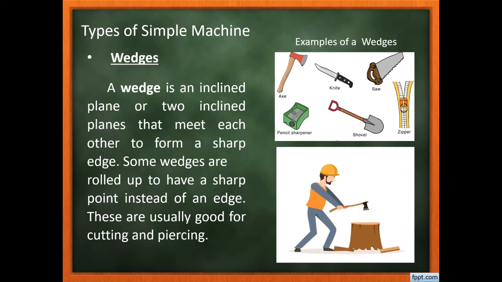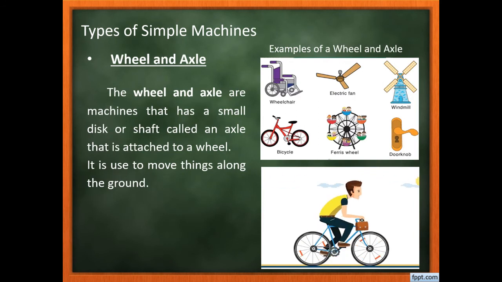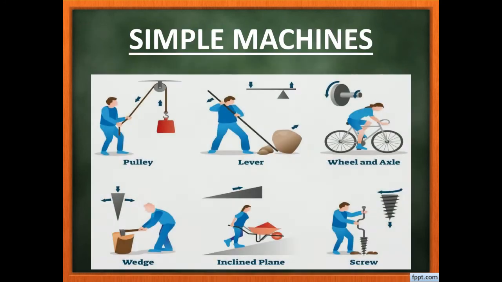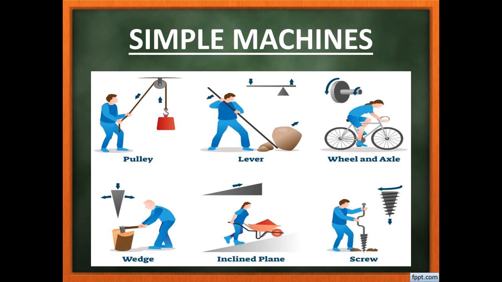And for the last type of simple machine, we have the wheel and axle. The wheel and axle are machines that have a small disc or shaft called an axle that is attached to a wheel. It is used to move things along the ground. Examples of a wheel and axle are wheelchair, electric fan, windmill, bicycle, Ferris wheel, and a doorknob. So there you have it, the types of simple machines, its characteristics, and uses.